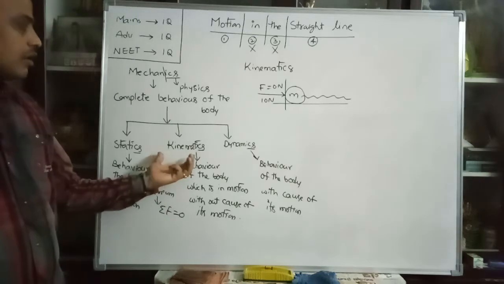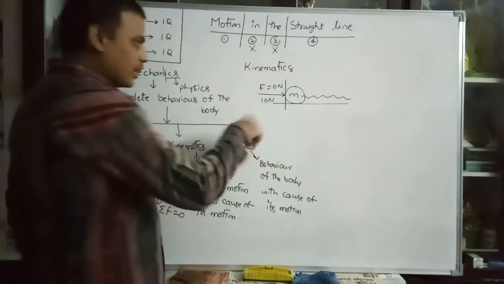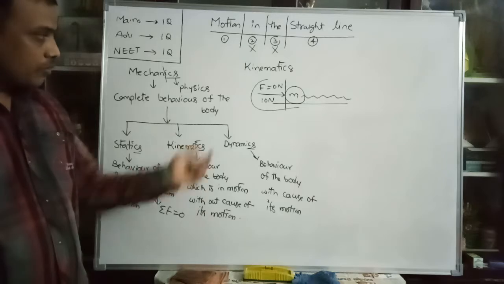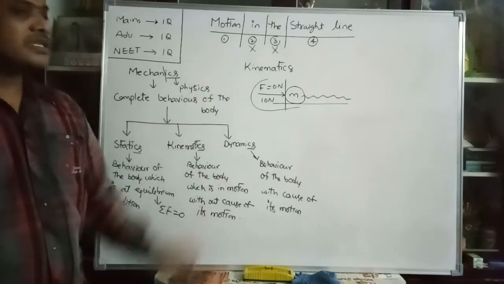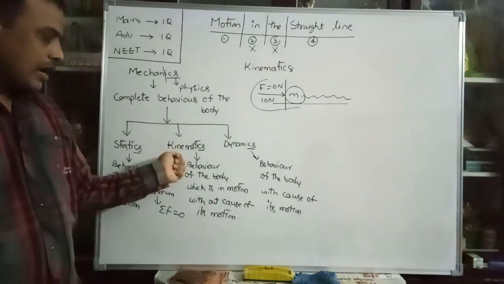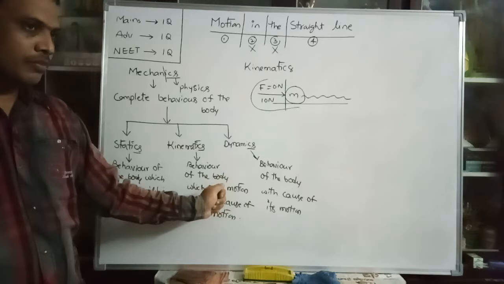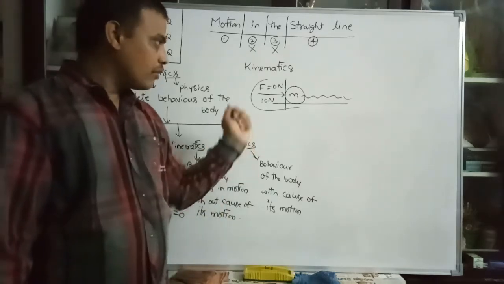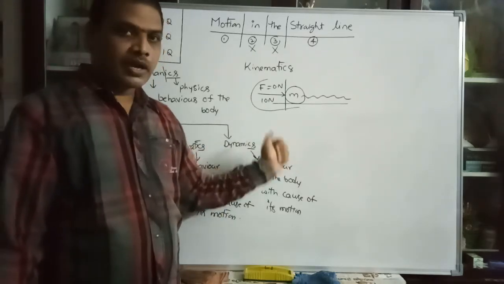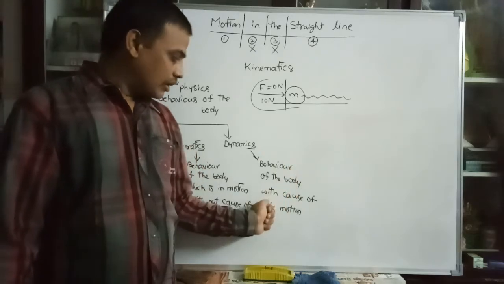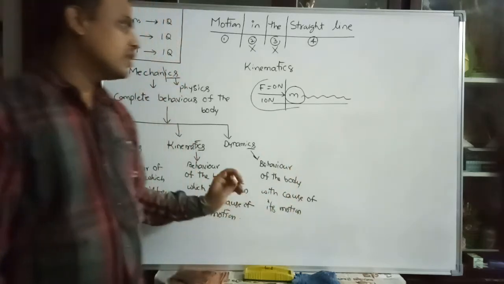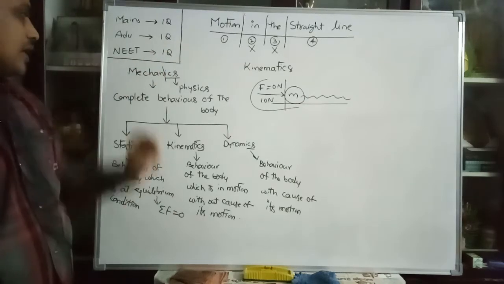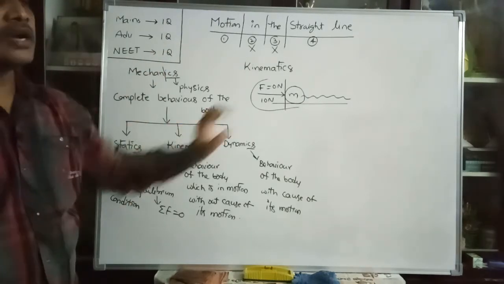Then the mechanics is called kinematics. Including the 10 Newton, the body behavior can be explained on the basis of dynamics. So in kinematics, you explain the behavior of the body without the cause of its motion. Dynamics is the branch of mechanics which explains the behavior of the body with the cause of its motion. These are the basic parts of mechanics: statics, kinematics and dynamics.